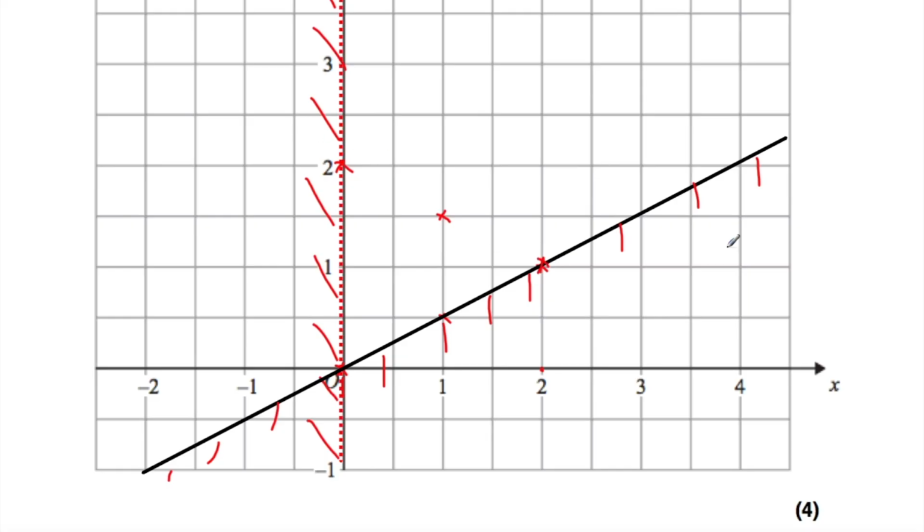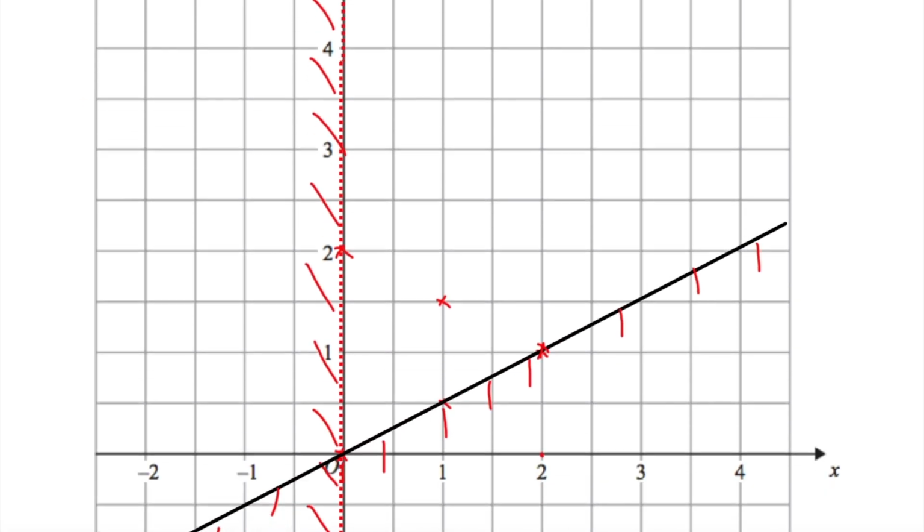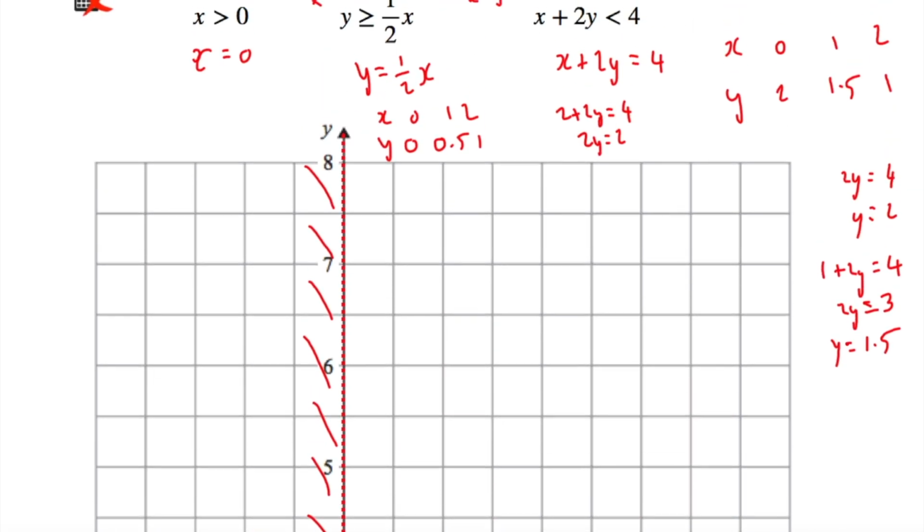So we've got these 3 points. And if we go back up to the inequality, it's just less than, so we're going to do a dashed line that passes through those points. So let's get a ruler and pencil and do a nice dashed line that passes through those points. So we've just drawn that line, which is x plus 2y equals 4.